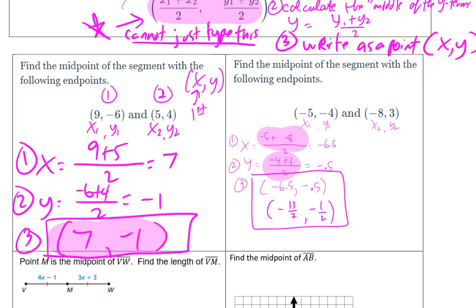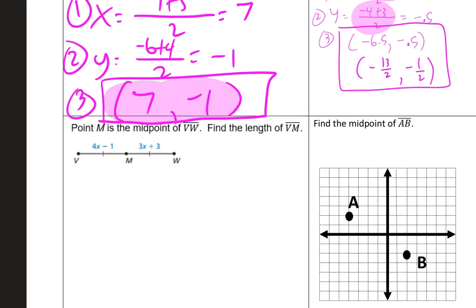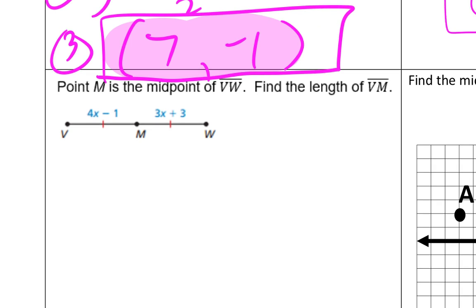Okay. All right, next, point M is the midpoint of VW. Find the length of VM. Okay, so if M is the midpoint, and we want to find the length of VM, let's think about that. VM is represented by 4x minus 1, right? So if we want to find the length of VM, we need to first figure out the value of x. Then we're going to multiply it times 4, right? And then we're going to subtract 1 from it.